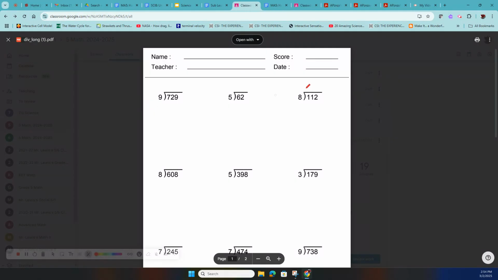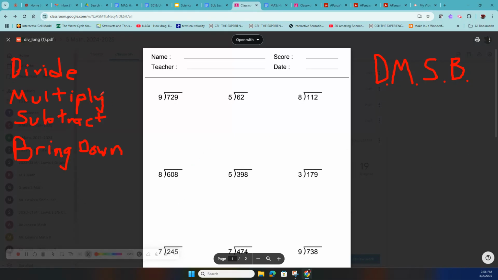So firstly, let me show you an acronym that you're going to be very, very familiar with. D, M, S, and B. And it's an acronym. So that means each one of these letters stands for a word. Okay? So DMSB. D stands for divide. M stands for multiply. S stands for subtract. And B stands for bring down. All right, so I just wrote that out over here just so we can refer back to it later.